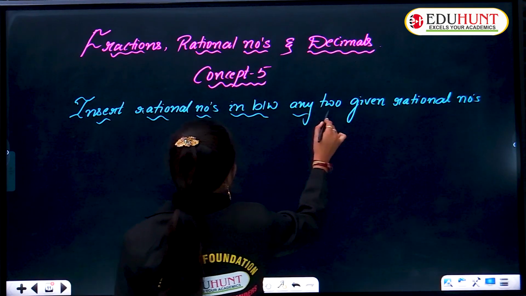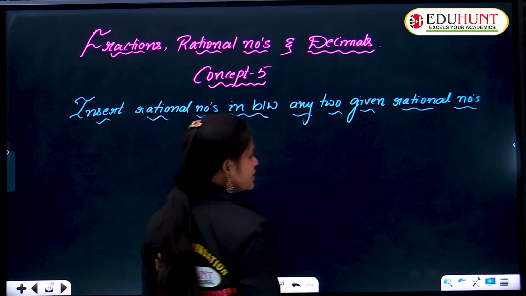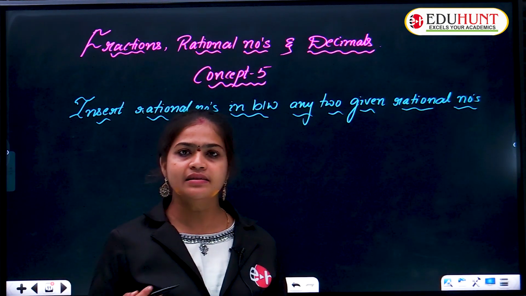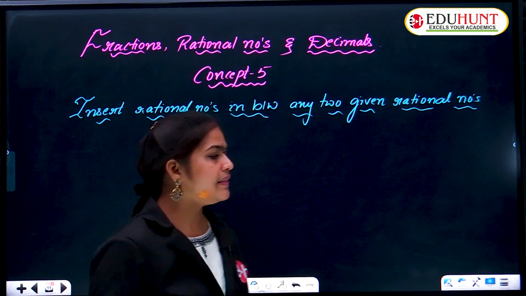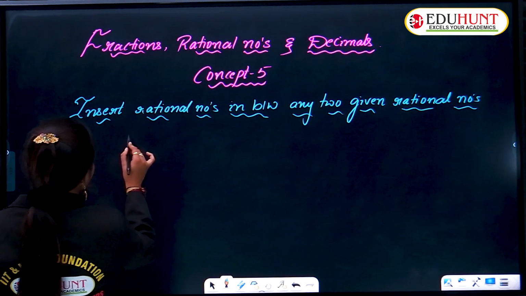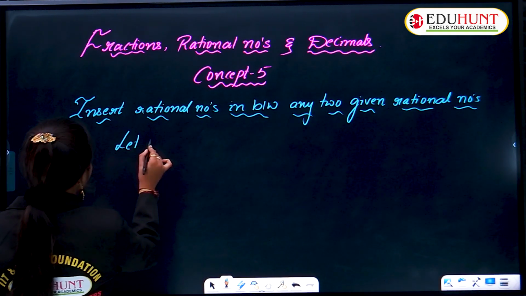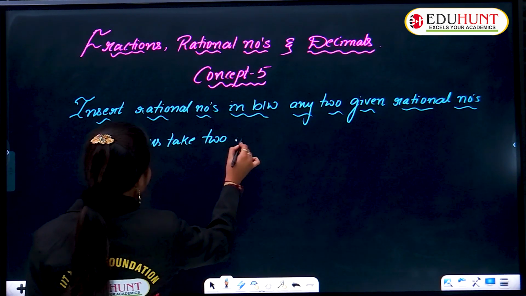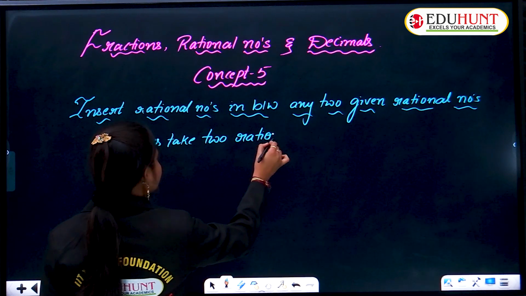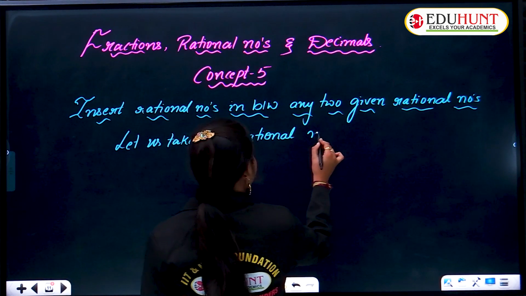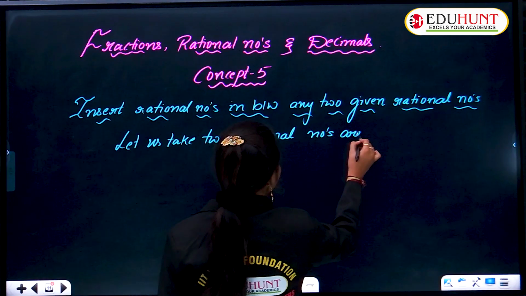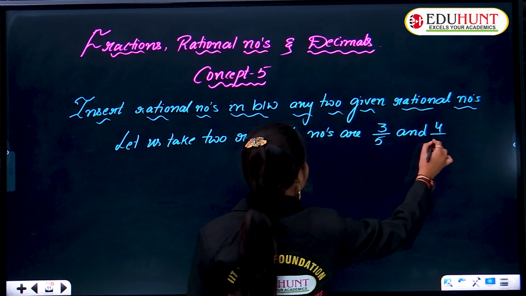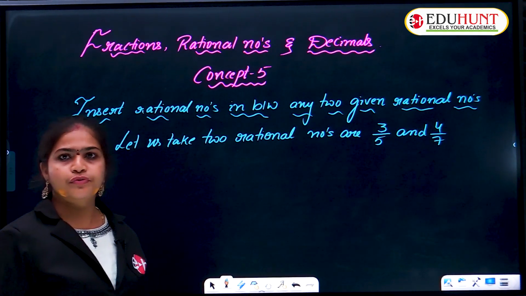Here, children, we have three methods. One is by taking the LCM. By taking the LCM you will get the same denominators. Let us take two rational numbers, 3 by 5 and 4 by 7.